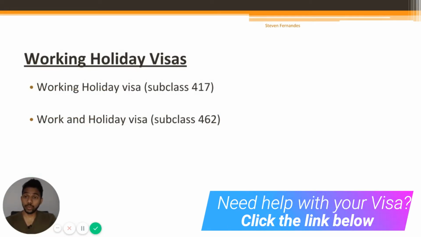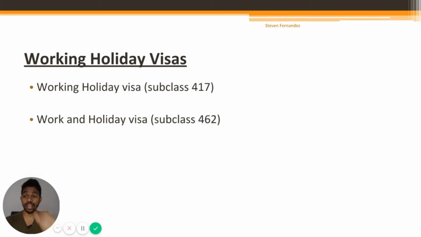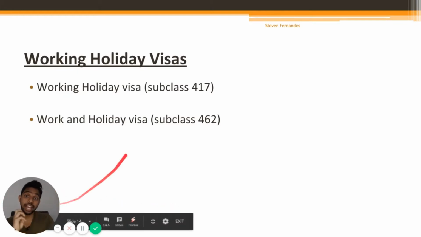Okay, so the next visa is the working holiday visa. Like I said, within the holiday stream, you have just the normal visit visa, and you also have the working holiday visa. What the working holiday visa lets you do is travel and work in Australia at the same time. There are certain countries again that the Australian government has a tie-up with, where you can travel and work at the same time.